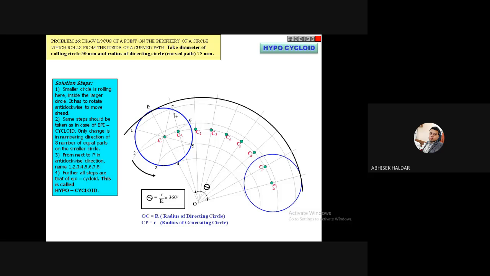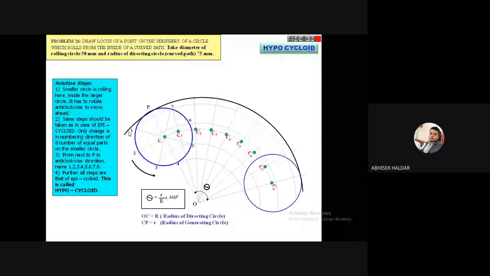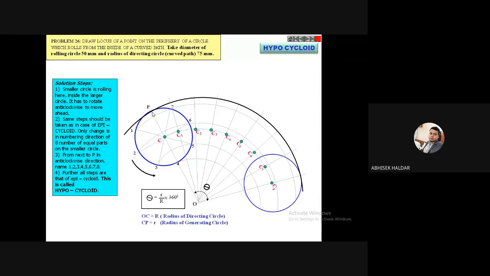So this circle has been divided into 8 equal parts or not? Yes, sir. 1, 2, 3, 4, you can see. Now you see the difference is the naming here. As my circle is rolling anti-clockwise, my naming 1 2 3 4 5 6 will also be in anti-clockwise direction, that you can see. And the last point is the P point, that is the 8th point.